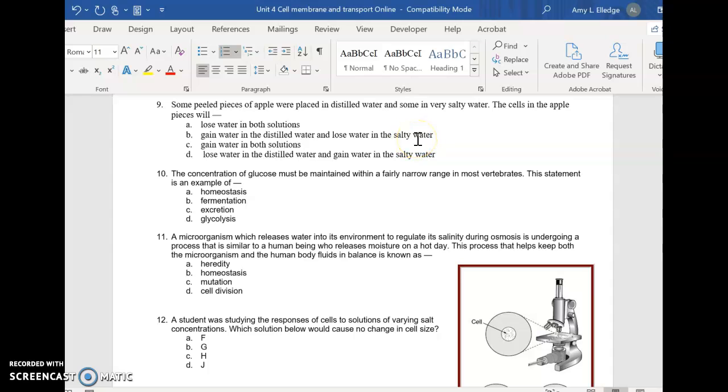So they're not both going to lose or both gain, but they will gain water in distilled and lose water in salty. Number 10, the concentration of glucose must be maintained within a fairly narrow range in most vertebrates. This statement is an example of, well, you're keeping your glucose in balance or the same, and our root word for same is homo, so homeostasis, all right?